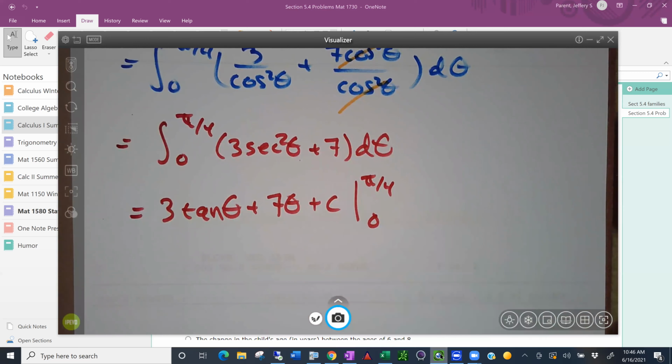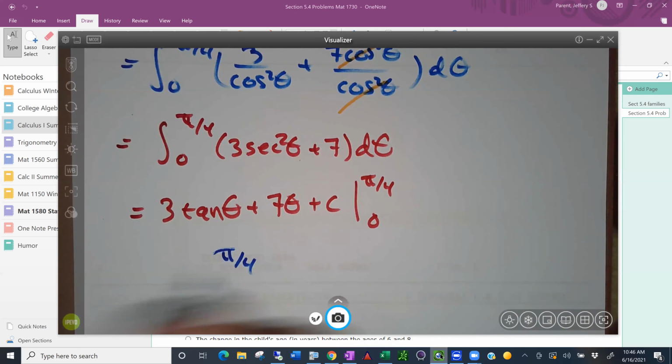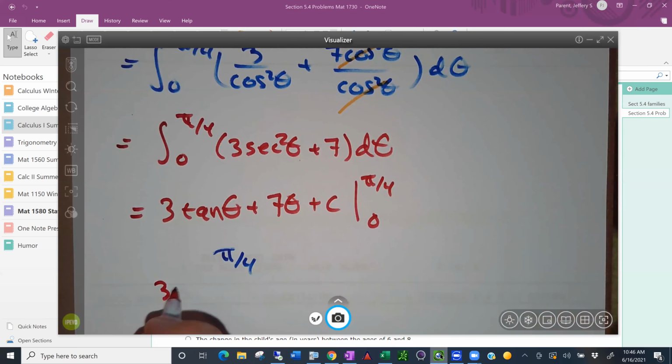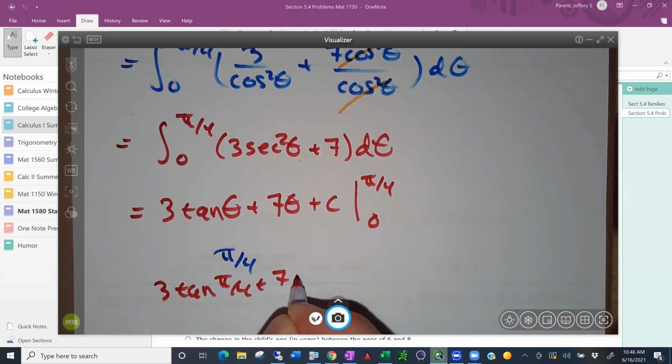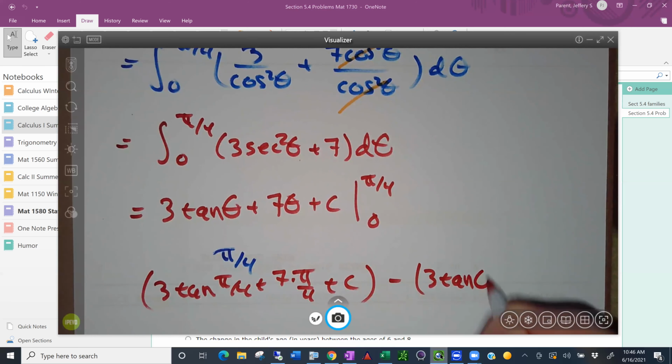So we'll start out by evaluating it first at the upper limit, pi over 4. So it's going to be 3 tangent of pi over 4 plus 7 times pi over 4 plus c, minus all of that at 0: 3 times tangent of 0 plus 7 times 0 plus c.